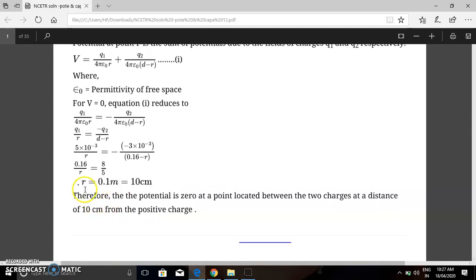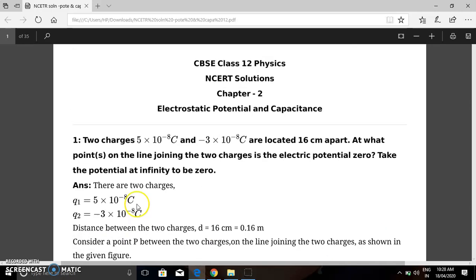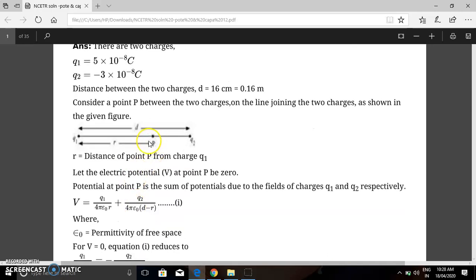So r, after solving this equation, will be 0.1 meter, that is 10 centimeter. Therefore we can say that the potential is zero at a point located between the two charges, at a distance of 10 centimeter from the positive charge. Means if you place point P at a distance of 10 centimeter from this positive charge, are you getting my point? Then the potential will be zero, isn't it?